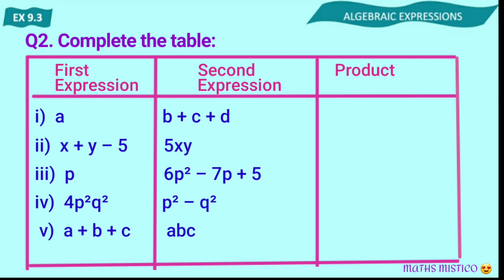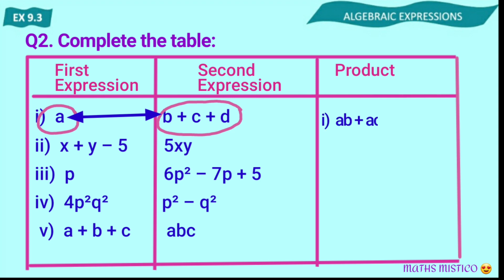You may solve in the rough notebook and get the answer, or you can even find these products orally. Let me show the first one. So the monomial here is a and we have to multiply it to the trinomial b plus c plus d. Taking care of the signs, a into b will be ab. So the first term of the answer will be ab. And in the same way, I can write the whole product as ab plus ac plus ad. Isn't it easy? Just try the remaining parts.